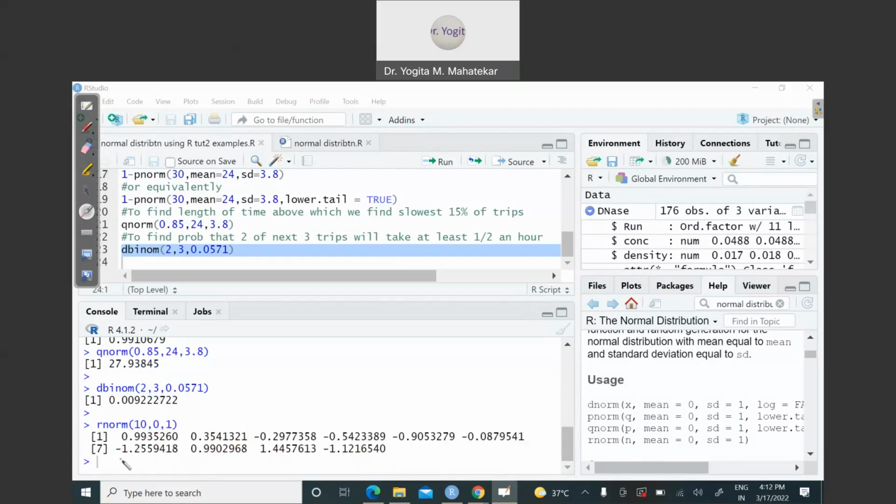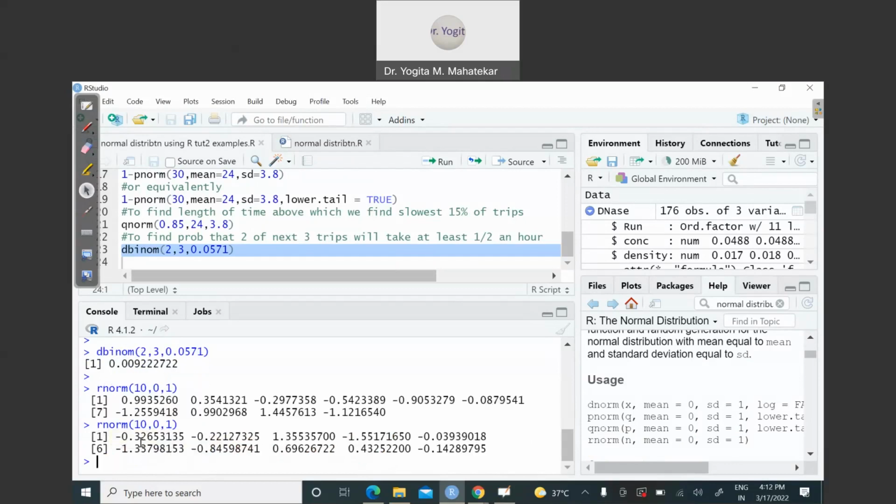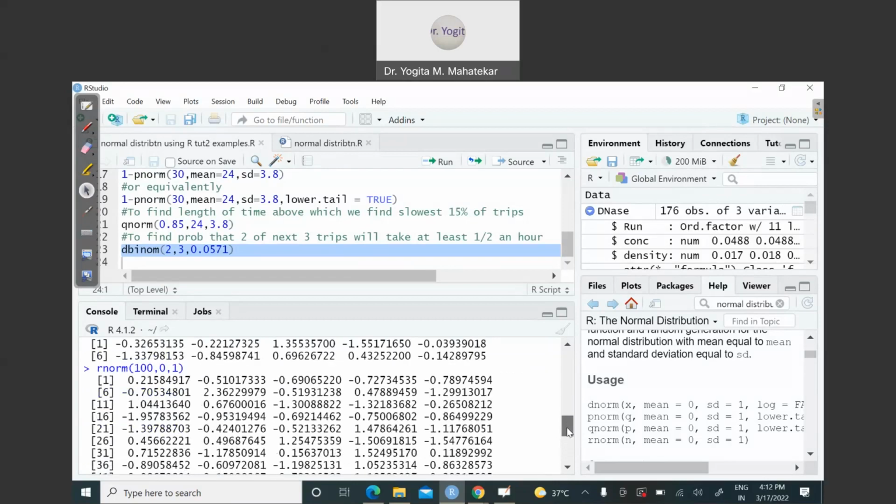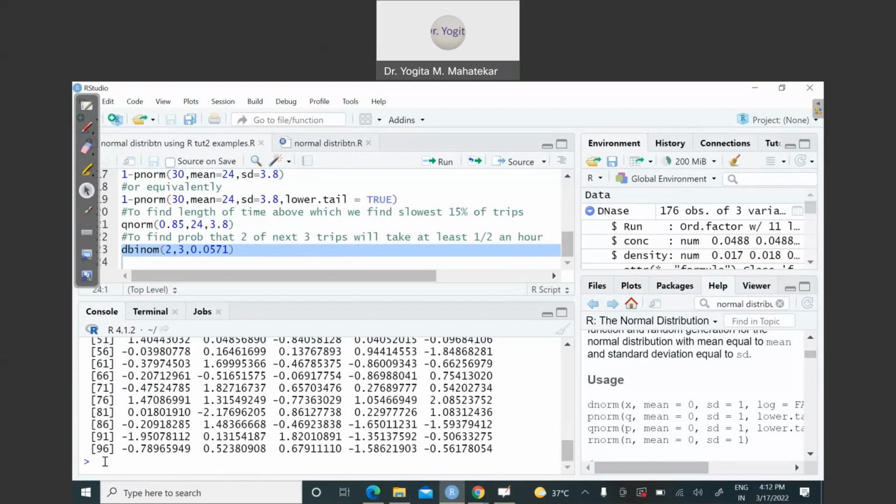Again, if I run the same command, rnorm(10, 0, 1), it will give you another set of 10 random values which follow a normal distribution. And if I say rnorm(100, 0, 1), it will give you 100 values which follow the normal distribution curve. These are values which are normally distributed. If you look at the nature of these values, they will follow a bell-shaped curve.